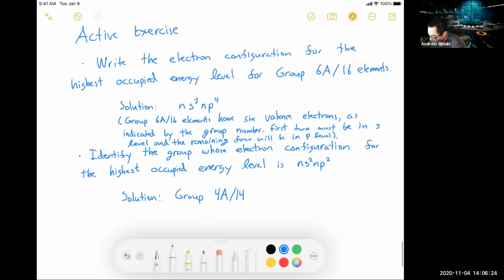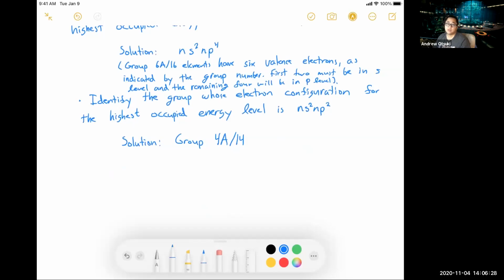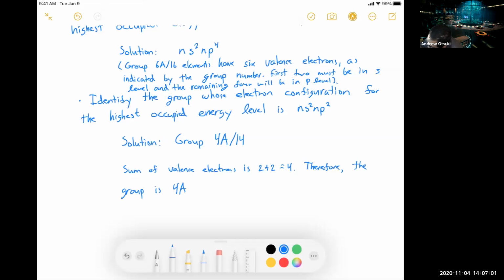So for this part, we can ask ourselves, the sum of valence electrons is 2 plus 2 equals 4. And so therefore, the group is 4A or 14. So using the group number is very helpful for determining the valence electrons and the electron configuration. We could link it to that group. Okay, so that is the active exercise. Hopefully that was okay for everyone.